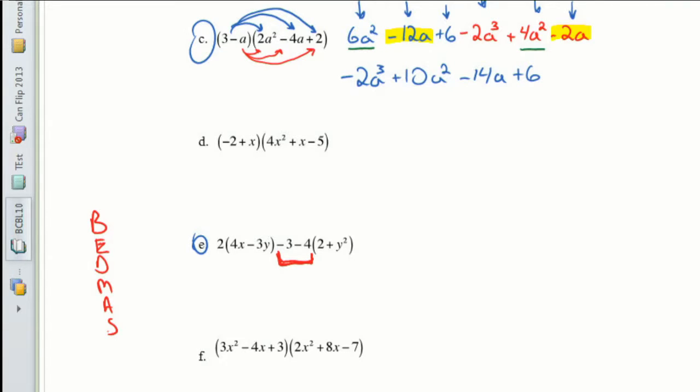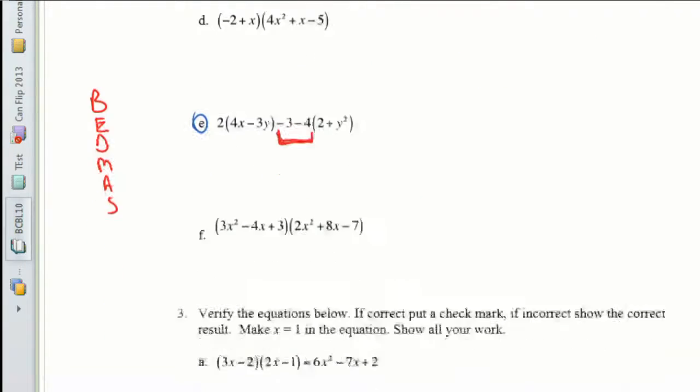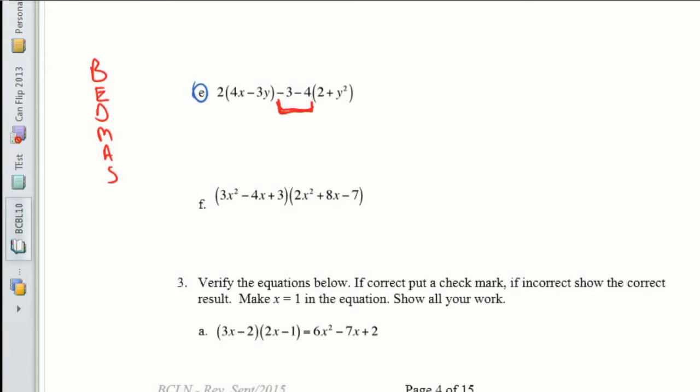So anything inside my brackets, no. I don't have any exponents. So I guess the next thing I need to do would be my multiplication. So I'd be really tempted to add the -3 and the -4 here together. But I'm thinking that we can't do that because we need to do our multiplication before we can do our addition and subtraction. Part of me is saying that's wrong. I'm really curious to see how this works out.